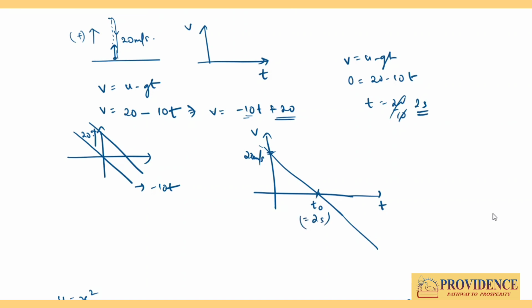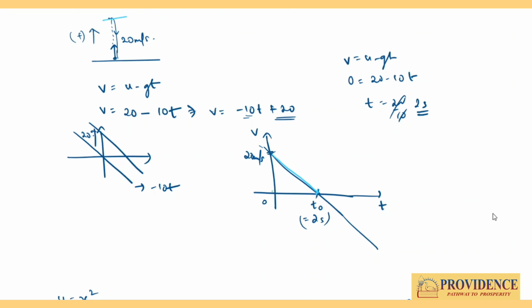So from 0 to 2 seconds, as this is moving up, the velocity is changing in the positive direction. I mean, the direction is not changing, right? For the first half of the journey, the velocity is gradually decreasing, and at t equals 2 seconds, it is reaching the maximum height and it becomes 0. The value of velocity at t equals 2 seconds is 0.